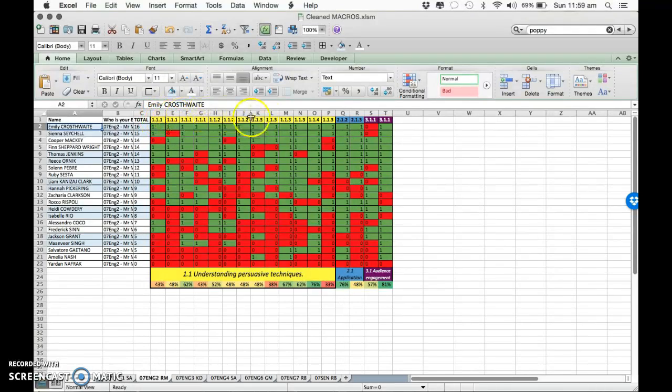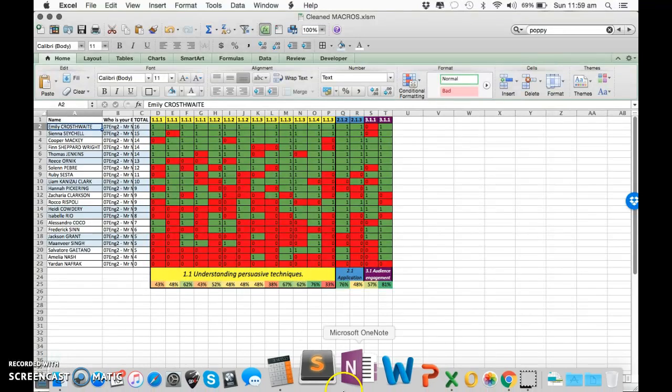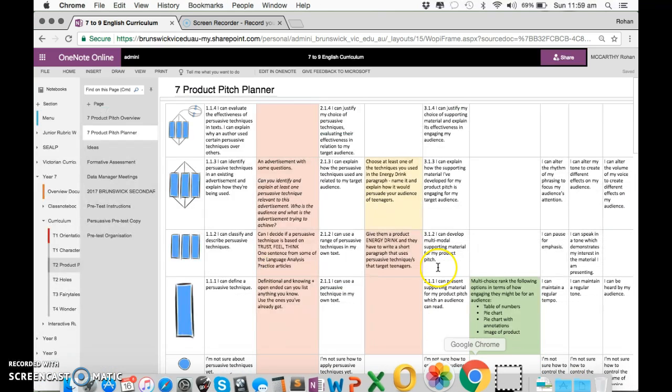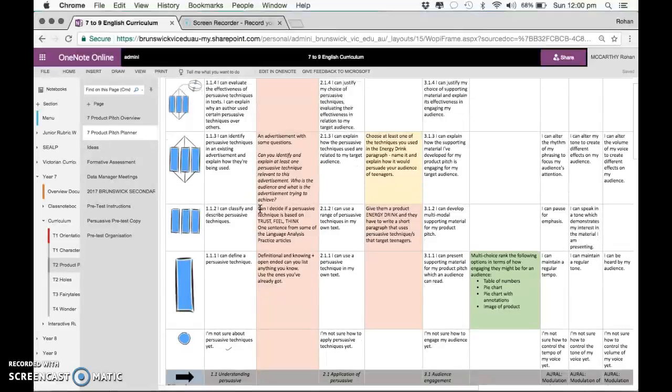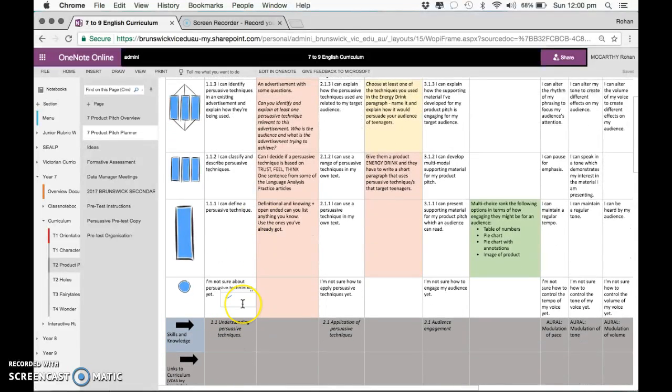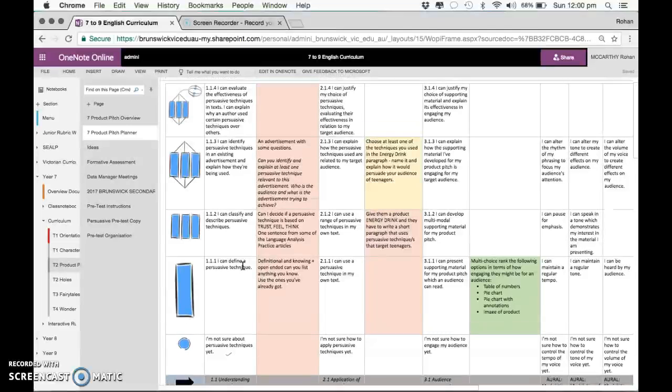You'll notice that all of these numbers here are grouped in yellow. That's because they relate to the first section of learning tasks, which is understanding persuasive techniques. And when I talk about the first section of learning tasks, I'm talking about the product pitch planner, which is in our Year 7 English curriculum. In the product pitch section, my OneNote's broken, so I have to look at it on the internet, but it's in the product pitch section, product pitch planner, and you'll notice that there's understanding persuasive techniques, and this is what the pre-test was designed around.